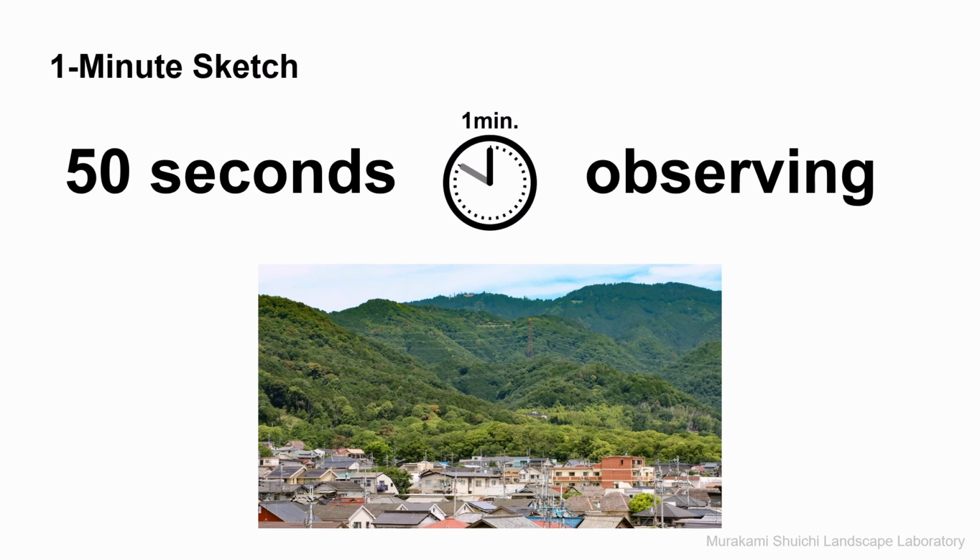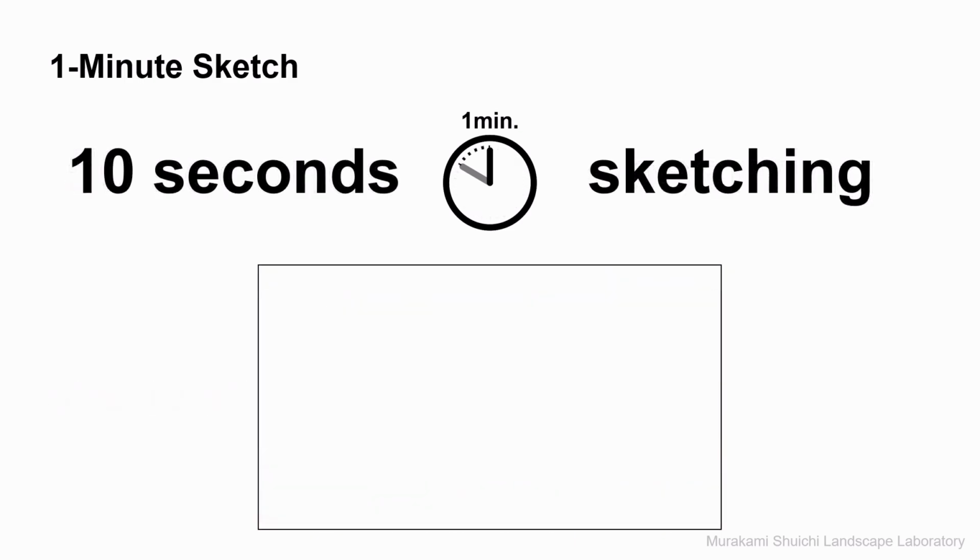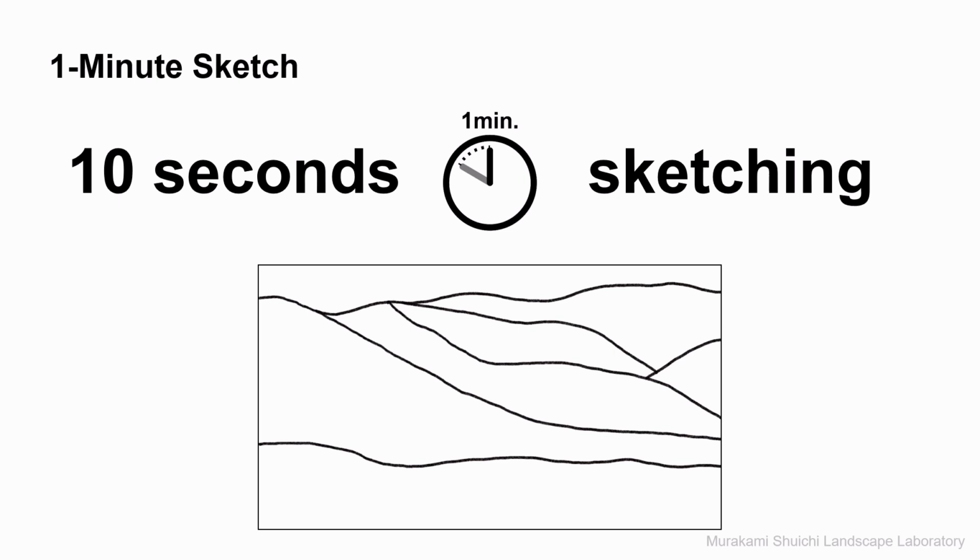Now for the next 50 seconds, just observe, don't draw yet. Just look carefully, ask yourself, where are the outlines? What are the large shapes? What is the overall structure of the scene? And when 50 seconds are up, you will draw it all in just 10 seconds. Use bold lines and don't worry about the details. Focus on capturing the essential forms. Ready? Let's begin.